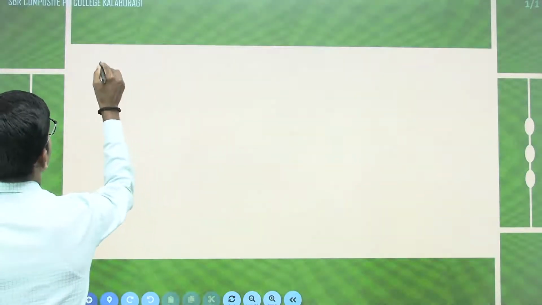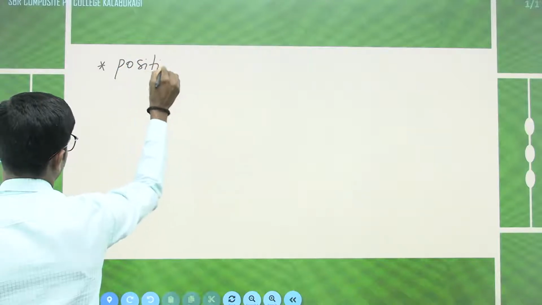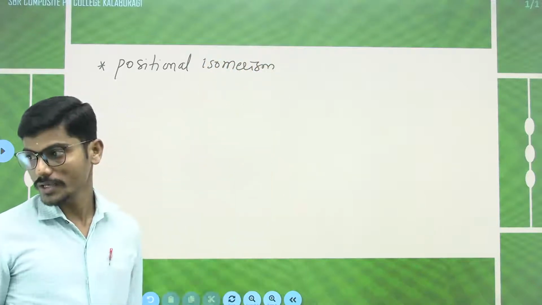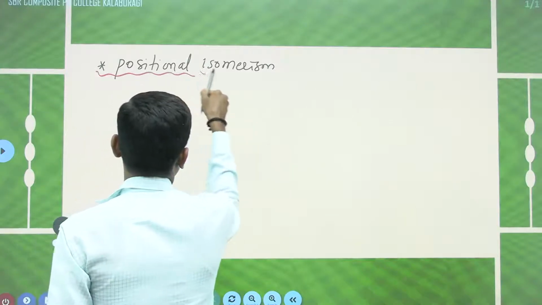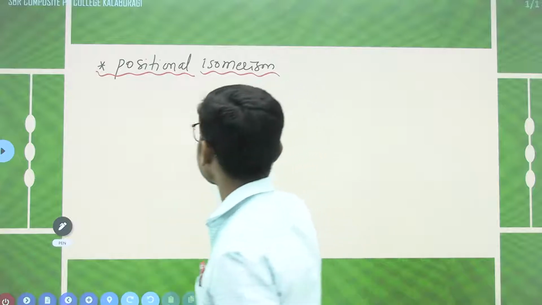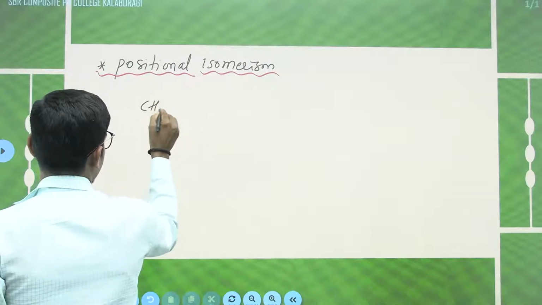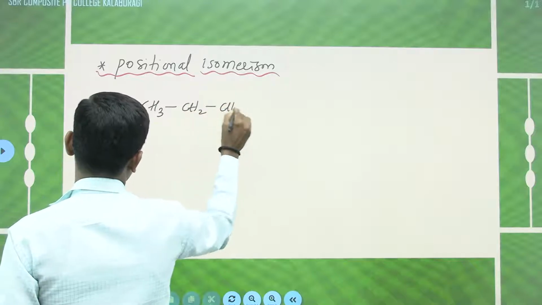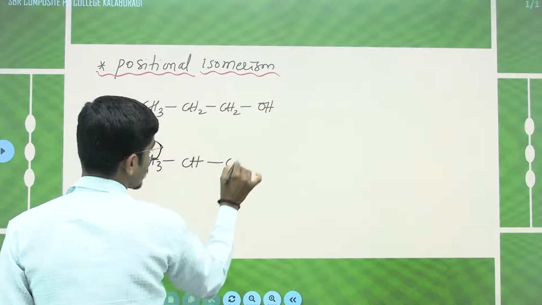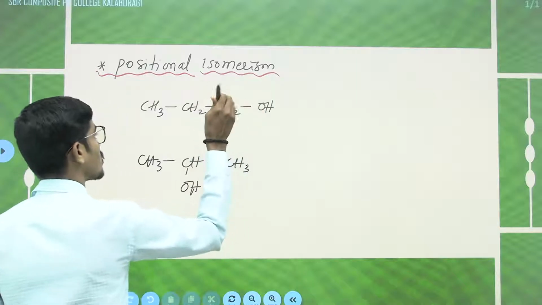positional isomerism. As the name itself indicates, the functional group differs in the position on the carbon. Two or more compounds which have the same molecular formula and the same functional group, but differ in the position of the functional group, are called positional isomers, and the phenomenon is known as positional isomerism.